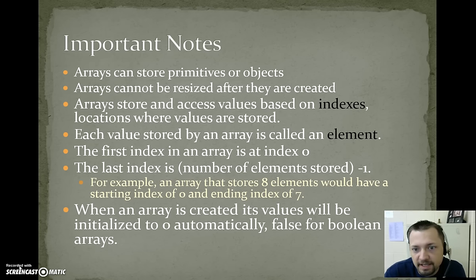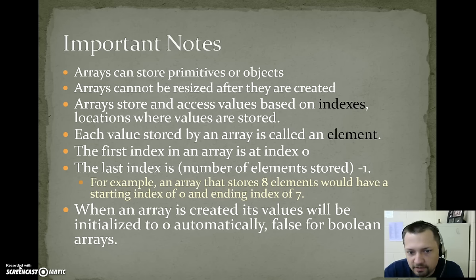The first index, or the first location in an array, is at index 0. So we don't start counting 1, 2, 3, 4, 5. We start counting at 0. 0, 1, 2, 3, 4, 5. The last index is at the number of elements minus 1. Because if there's 3 items and we start counting at 0, we get 0, 1, 2. So how you access the final element in an array is the number of elements stored minus 1.